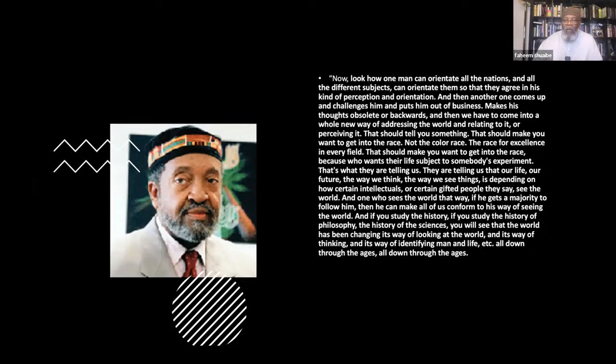Let's move on. So it says the way we see things is depending on how certain intellectuals or certain gifted people, they say, see the world. And one who sees the world that way, if he gets a majority to follow him, then he can make all of us conform to his way of seeing the world. And if you study the history of philosophy, the history of the sciences, you will see that the world has been changing its way of looking at the world and its way of thinking and its way of identifying man and life, all down through the ages.